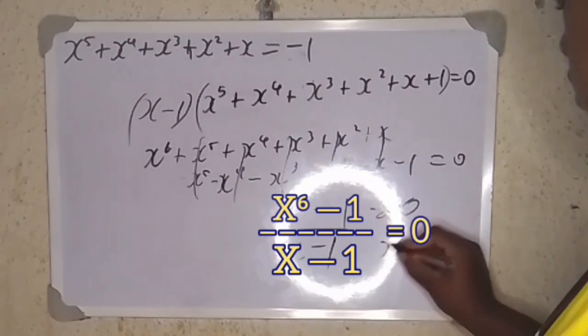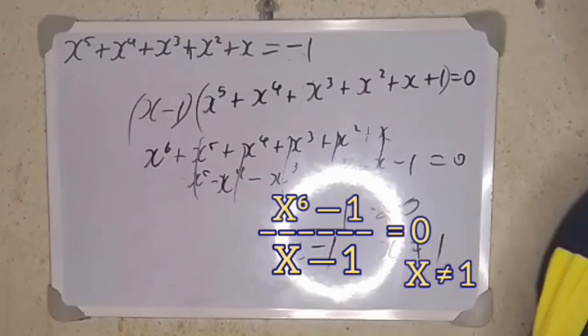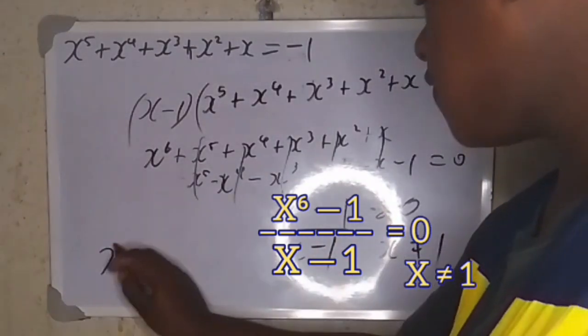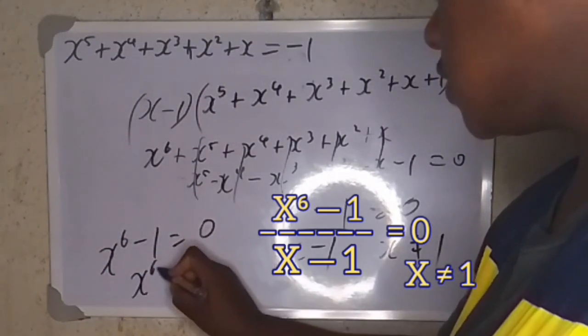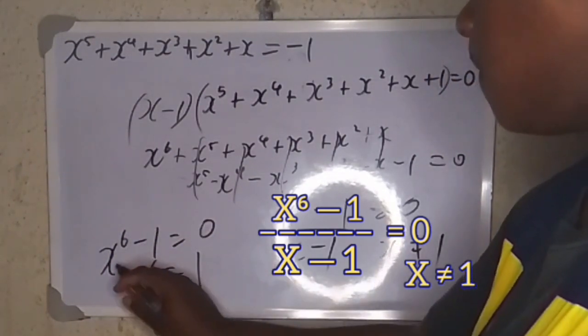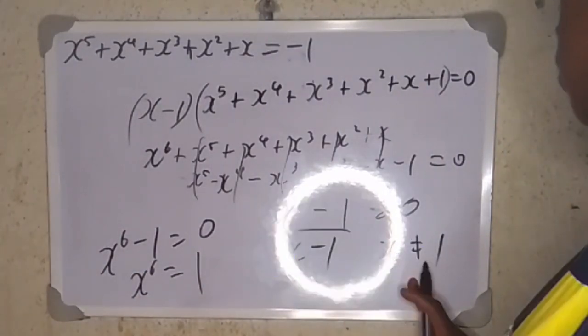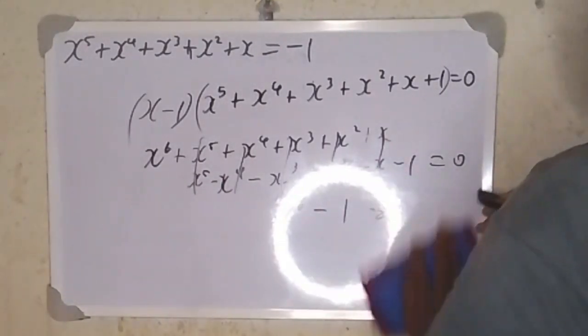That means x cannot be 1, because if x is 1, this would make us divide by 0. So x cannot be 1. So we have to look for the solutions of x to the power of 6 minus 1 is equal to 0. That means x to the power of 6 is equal to 1. So we have to look for the solution of x to the power of 6 equals 1 when x is not 1. This is confusing, so I want to take a different approach.